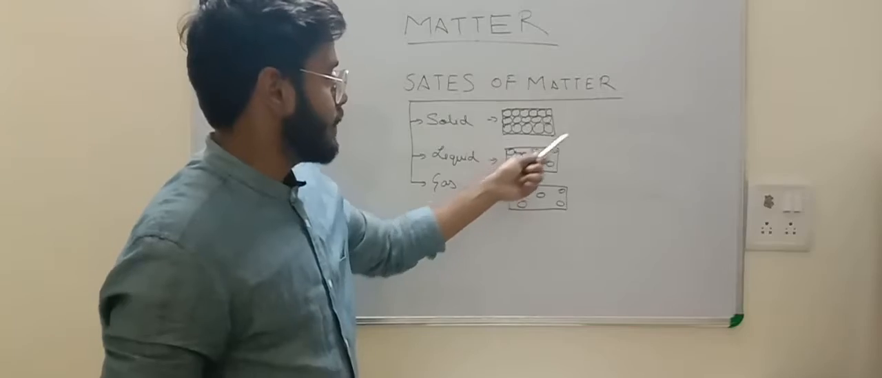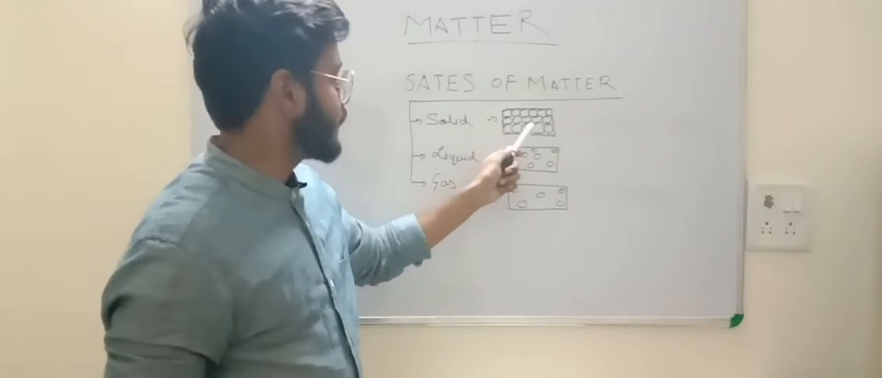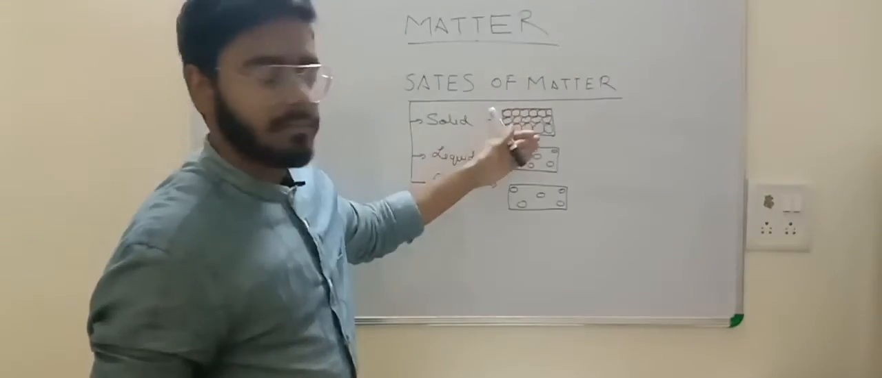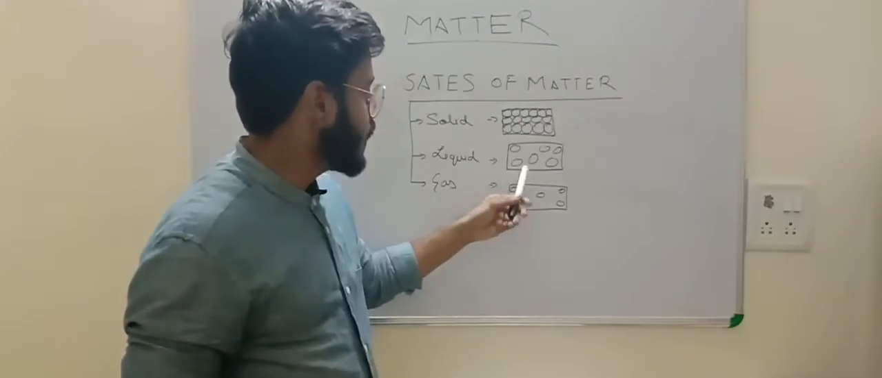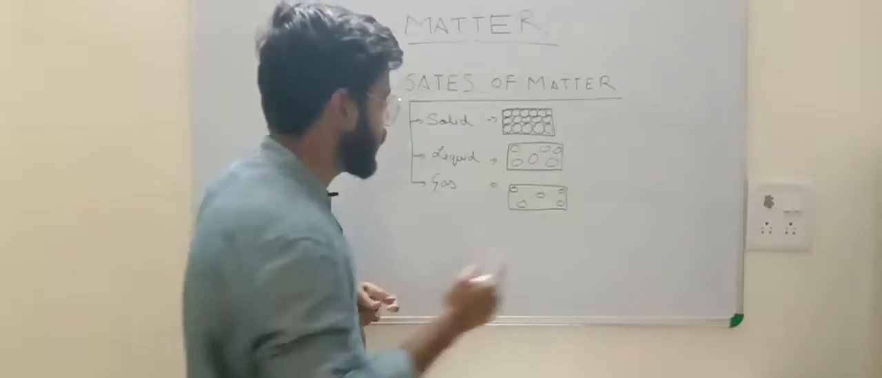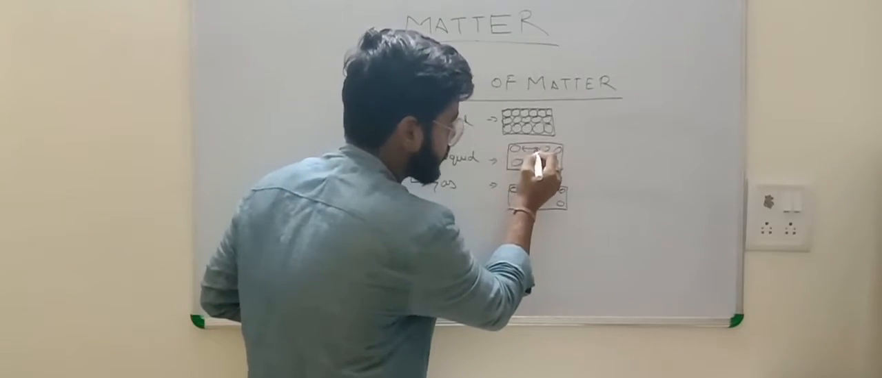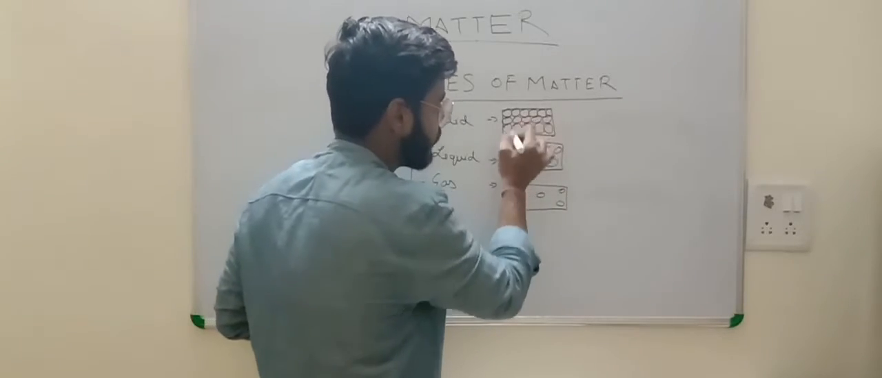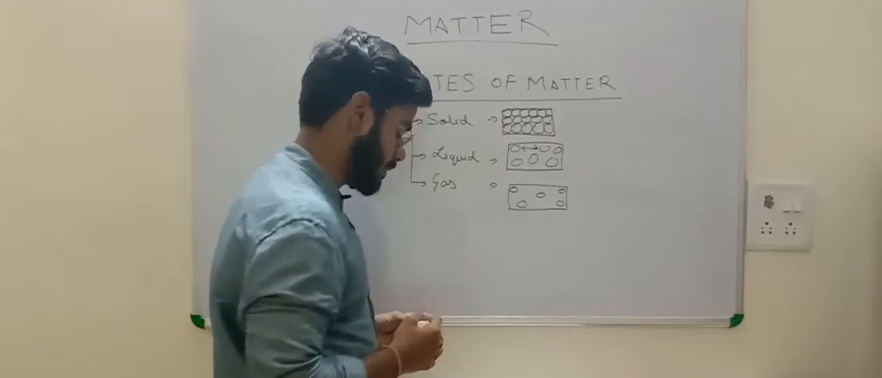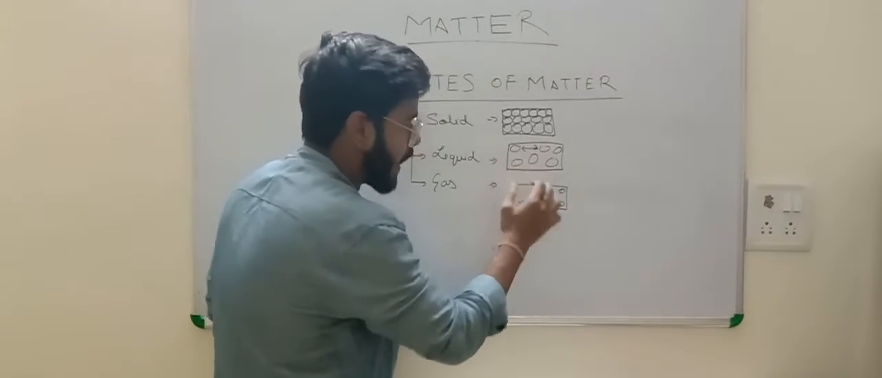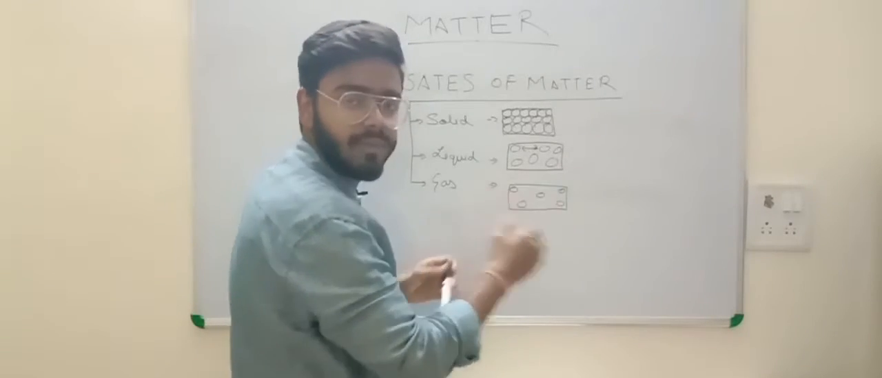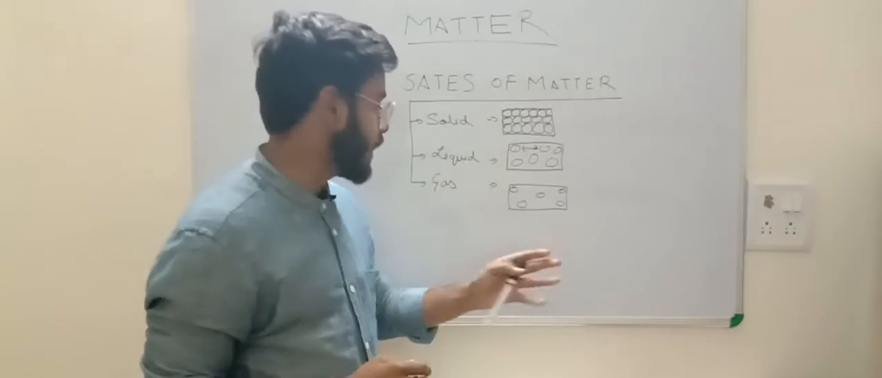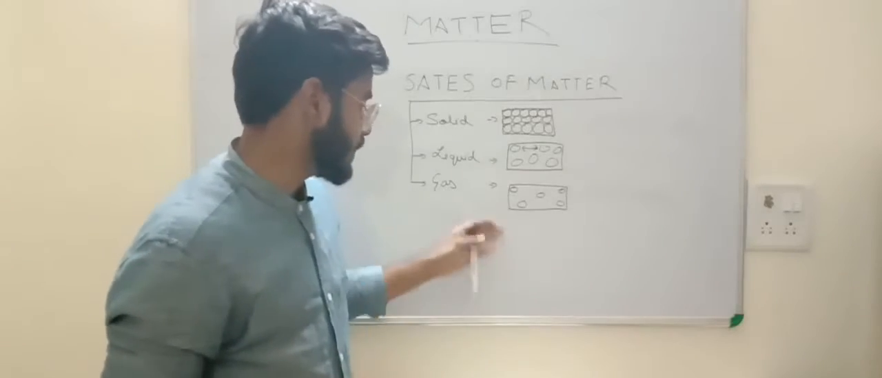Solids have very tightly packed atoms with each other. It has a very close and compact packing of atoms. In liquid, the atoms are less closely packed, such that the distance is a little bit more than the solid and a little bit less than the gas. The atoms are a little bit free. In gas, the atoms are at the maximum distance, they are almost free.